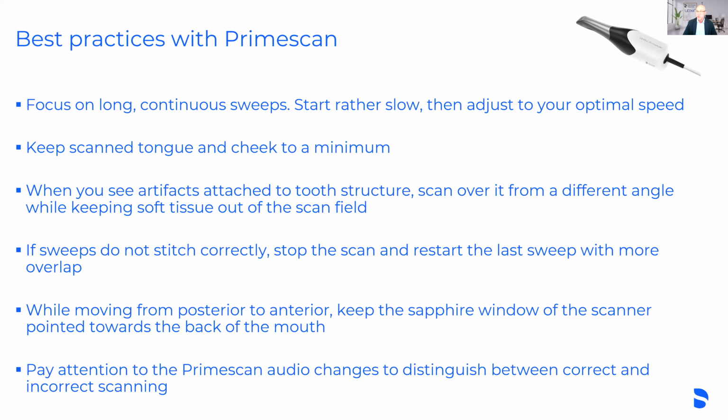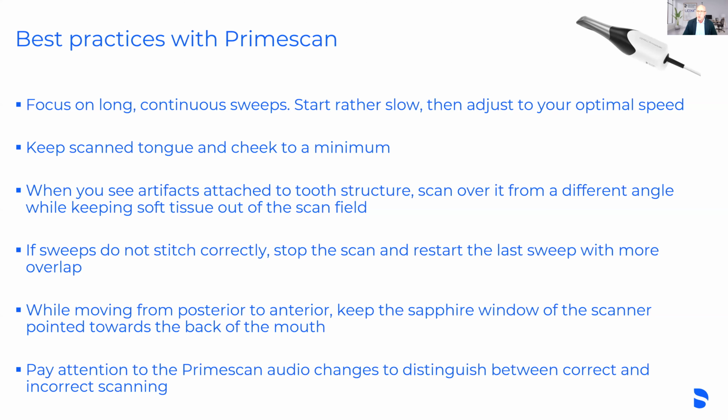So try to keep the soft tissue out of the way, like a cheek or tongue. And with Prime Scan, because of the software and the algorithms built into it, if you see something funky happening on a tooth, you can just rescan right over it. So you don't need to stop the scan, and you don't need to cut anything out. Just scan right over it.